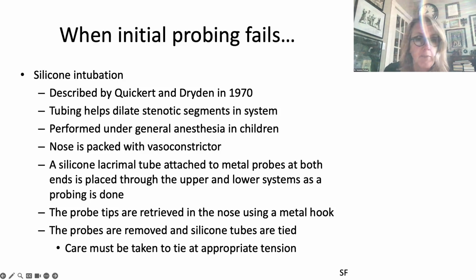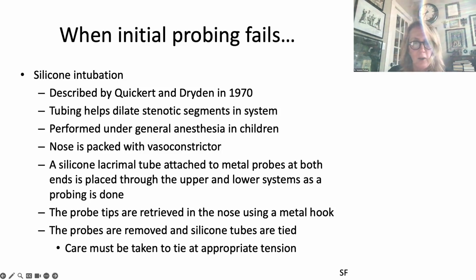So silicone intubation. This was described by Quickert and Dryden in 1970. The tube helps to dilate stenotic segments in the lacrimal system. We would do this under general anesthesia in children. The nose is packed with a vasoconstrictor. And then your lacrimal tube of choice, usually attached to metal probes, is placed through upper and lower systems.